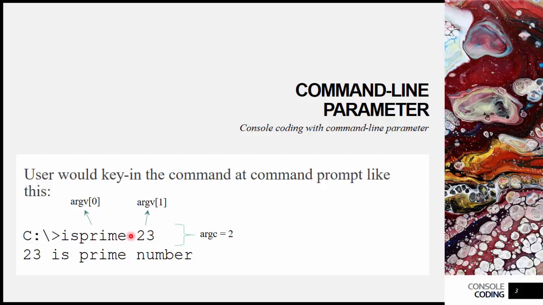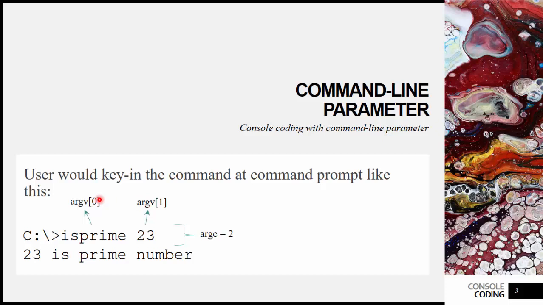And to be able to do this, we need to manipulate two built-in variables. Number one is argc, which stands for argument count, that represents the number of words or tokens that we key in at command line. In this case, if we write like this, prime 23, argc will have value of 2. And the other one is argv, which stands for argument vector or argument array, will have the number of elements the same as argument count. But the array will be the array of string.